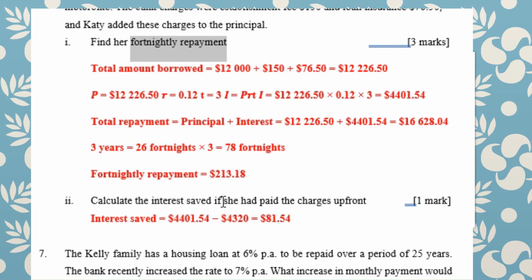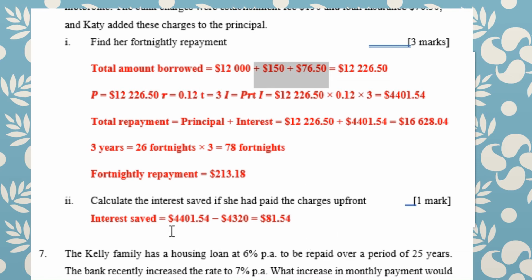Okay, calculate the interest saved. She had paid this up. Okay, all they are saying here is if she didn't add these two into the principal. So this one you already got after she added. So you just find a new one, meaning you take 12,000 times 0.12 times 3.